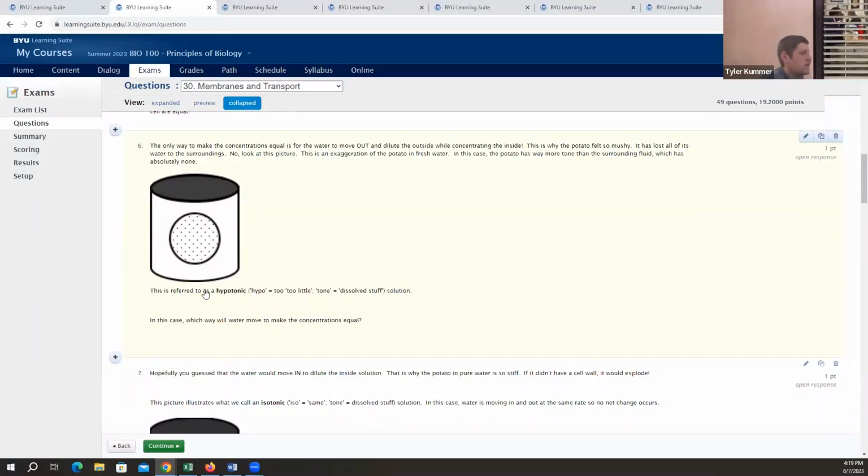Hypotonic is the opposite, right? Where there's no dissolved stuff outside the cell, and there's plenty inside. So now it's 100% water outside the cell, 90% inside the cell. So that means it'd be 0% dissolved stuff like salt outside and 10% dissolved stuff inside. And so what's going to happen? The reason why the salt can't move, right, is it can't get through that membrane on its own. It's not able to diffuse. And so that leaves the water to move through osmosis.